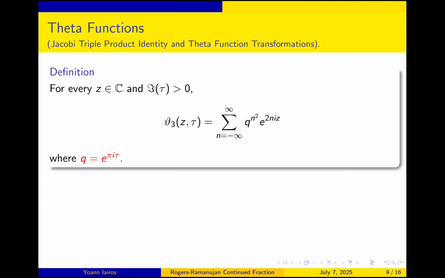Okay. And it turns out that in order to have a fruitful study of the Rogers-Ramanujan continued fraction, a particular class of functions is very useful. These are the theta functions. I have not defined all the theta functions on the screen for every complex number z and every tau in the upper half plane. I have only defined one theta function. Here q is equal to e to the pi i tau.